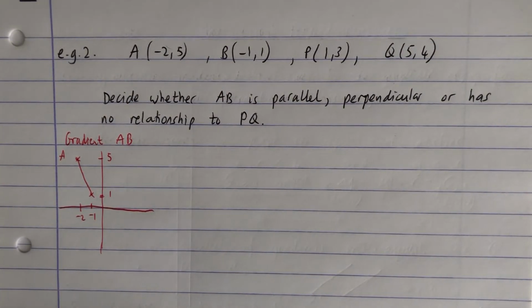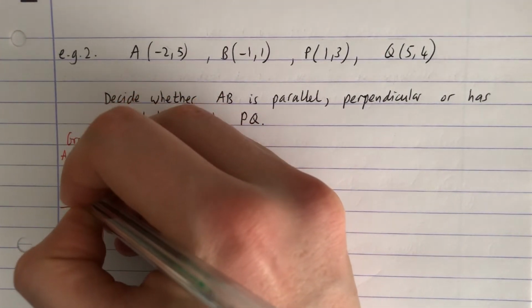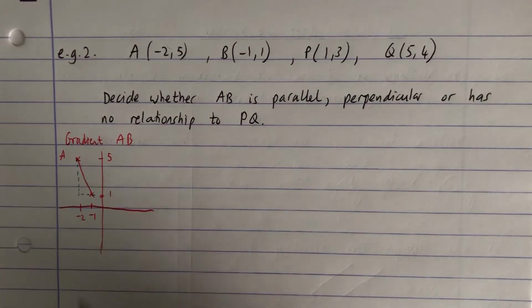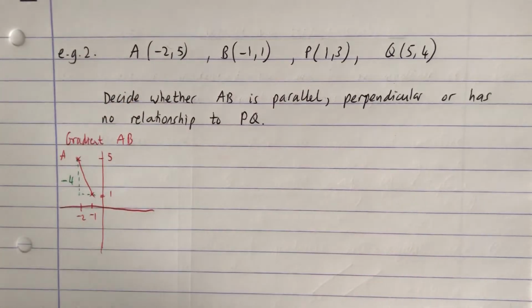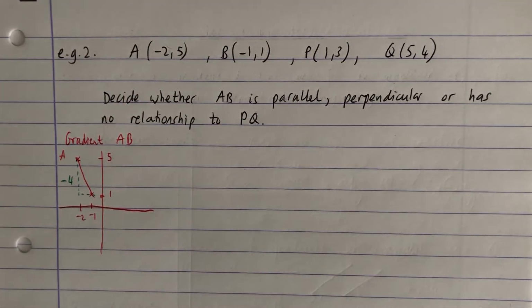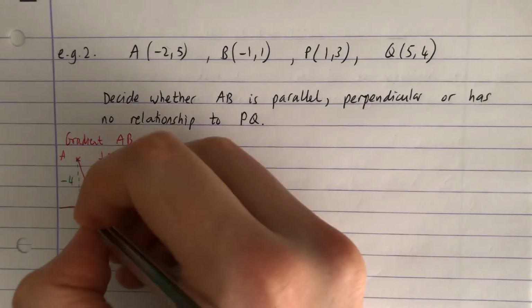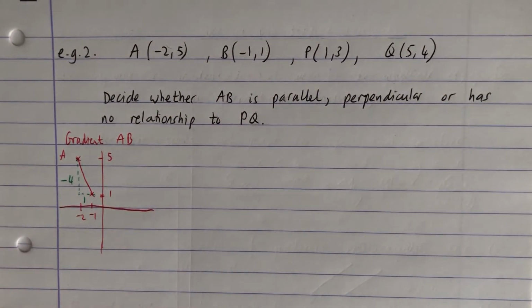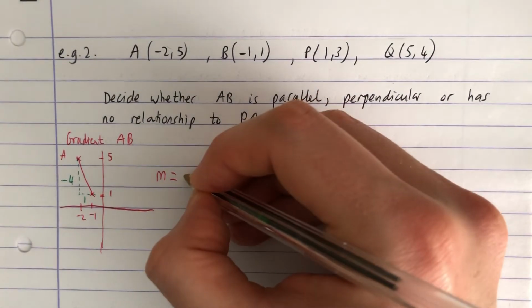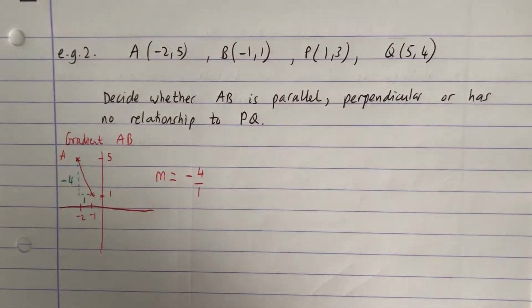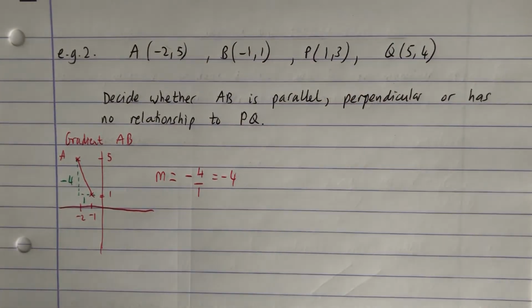How do you work out the gradient of any line like that? Rise over run. The rise, it's actually going down, so it's -4. The run, it's going 1 across, so 1. So the gradient is rise over run, which is -4 over 1, which is -4. That is the gradient of AB.